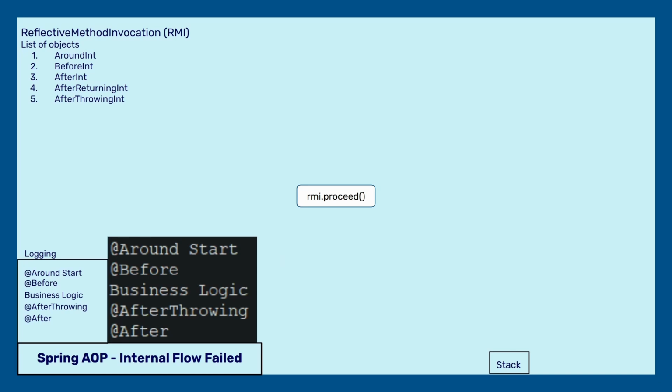So this was the detailed understanding of the flow of the order of execution when all the advices meet at a single join point. In our next video, we'll see each of the advices in a bit more detail.